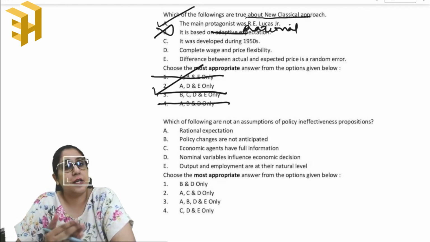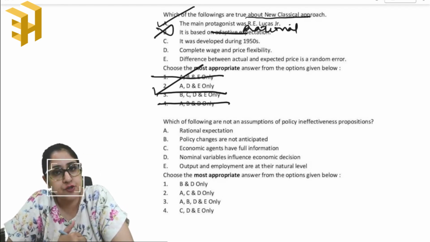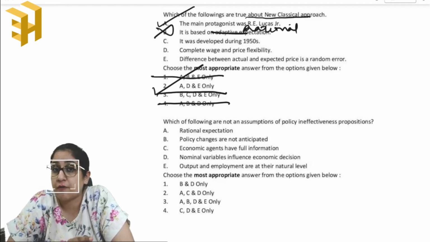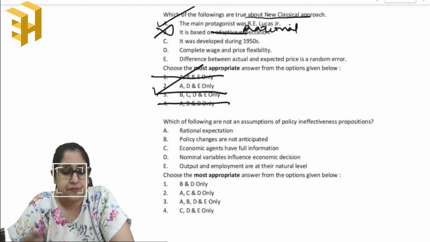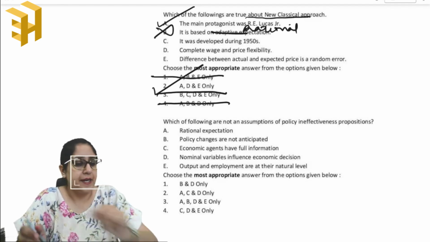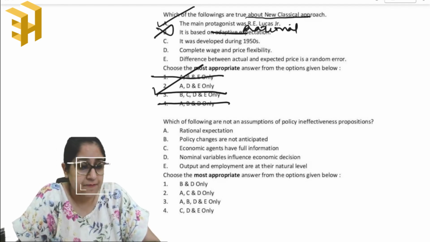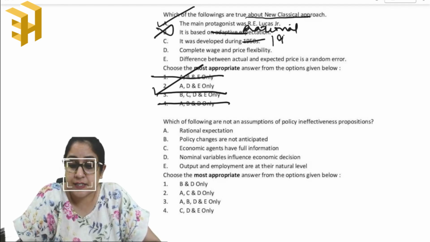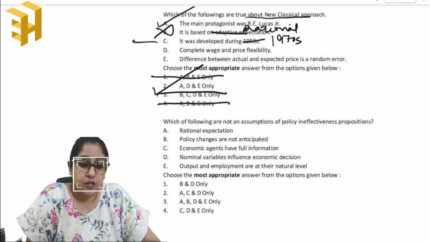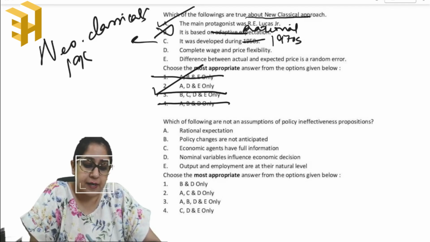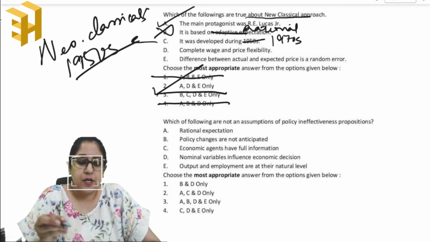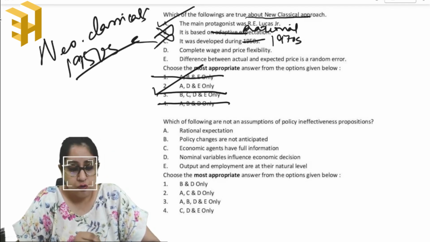Again, you can either move on to another question if there is a shortage of time. If you have sufficient time, just make sure of it, right? Then, it was developed during the 1950s. No, it was rather the new classicals who emerged in the 1970s. It was the neoclassicals who emerged in the 1950s. Okay, so C is also wrong.